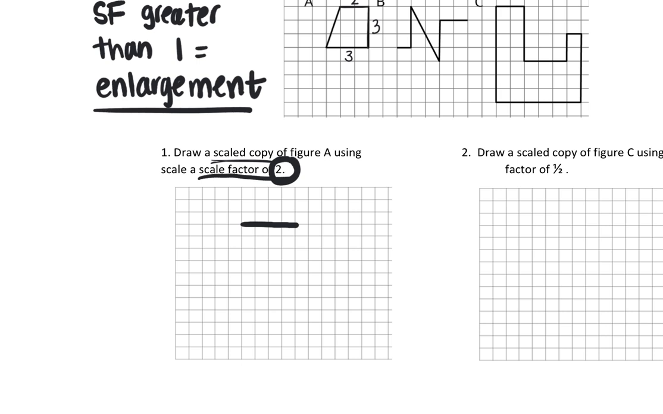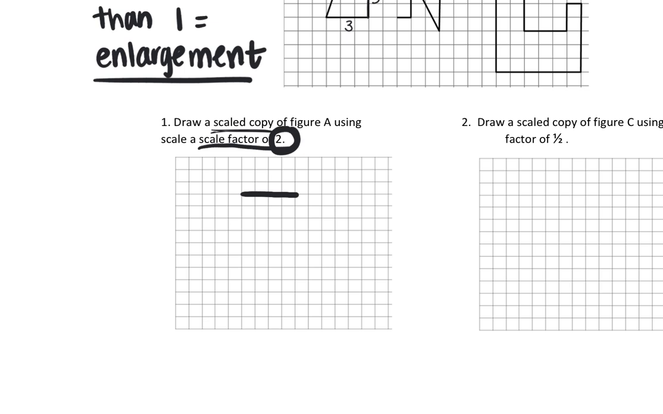The side is going to be not 3, but 6. 3 times 2 gives you 6. So I'm going to do 1, 2, 3, 4, 5, 6, and stop right there. Again, I'm doubling all of the sides. The bottom one, instead of being 3, I'm going to double it. It's going to be 6 as well. So 1, 2, 3, 4, 5, 6.